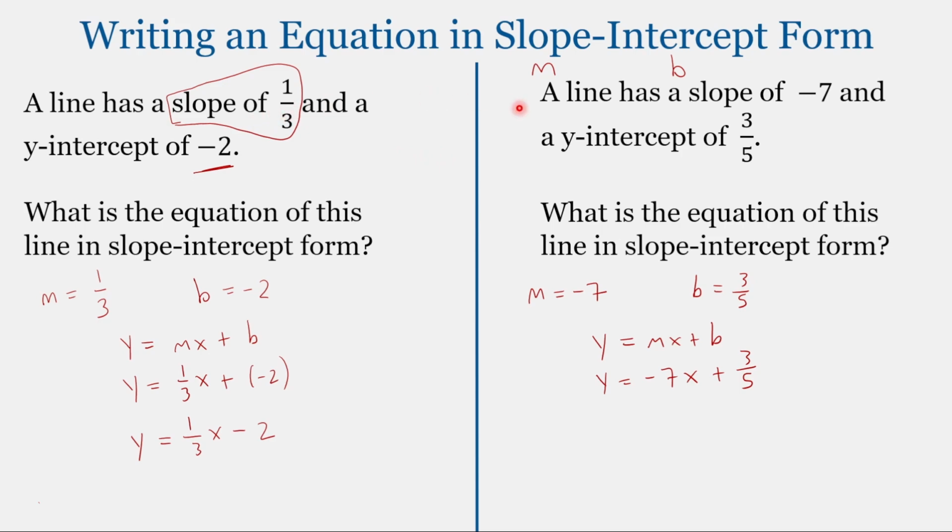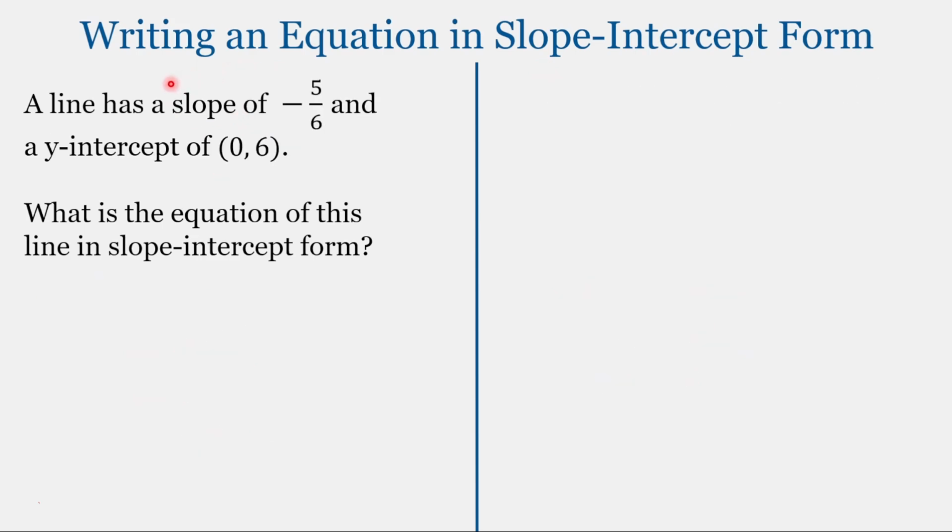So in these two examples, we were directly told what the slope was, so what the m value was, and the y-intercept. Let's make it a little bit more complicated. So in this example, again, we are given the slope. So we have a slope of negative 5/6 and a y-intercept of, and then we're given an ordered pair. So there's no difference in how slope is given. So in this example, our slope is equal to negative 5/6.